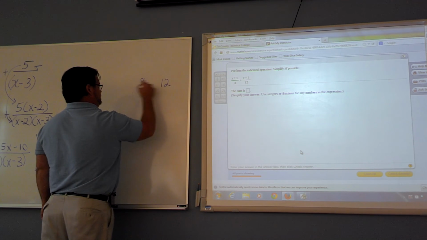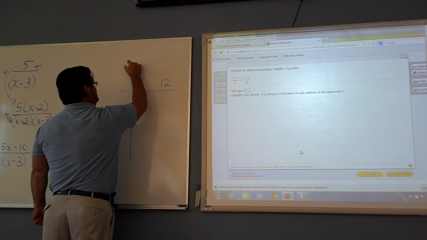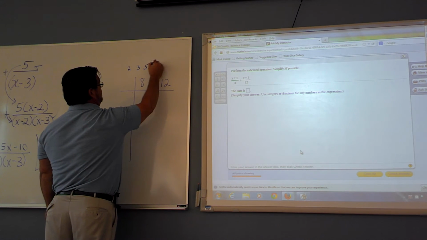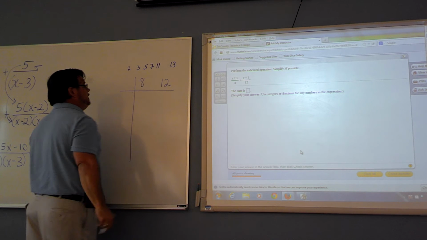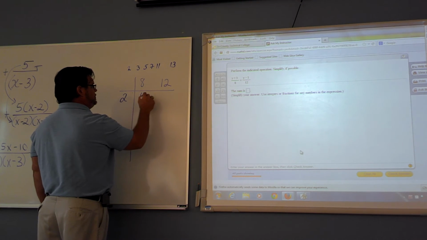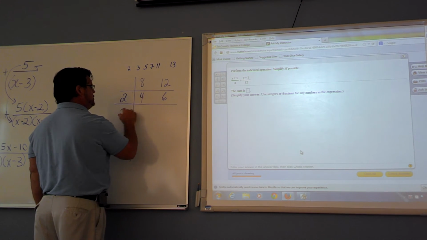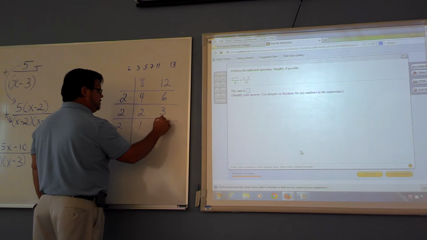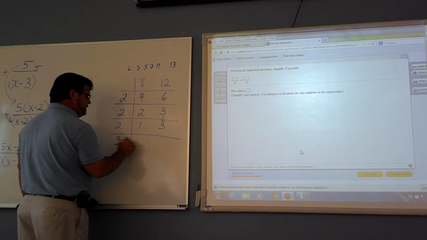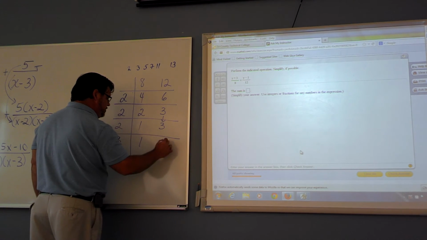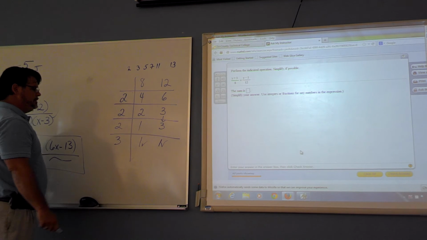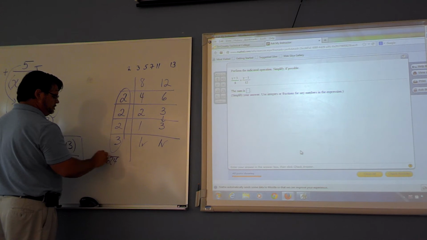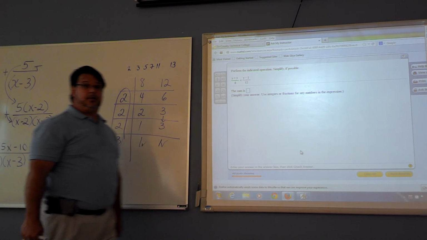Eight, 12. 2, 3, 5, 7, 11, and sometimes 13. 2 will go into 8 four times and into 12 six times. 2 will go into 4 two times and into 6 three times. 2, 1, bring that down, and 3, 1, and 1. There's our ones, that's what we want. So, what's 3 times 8? 24 is your common denominator.